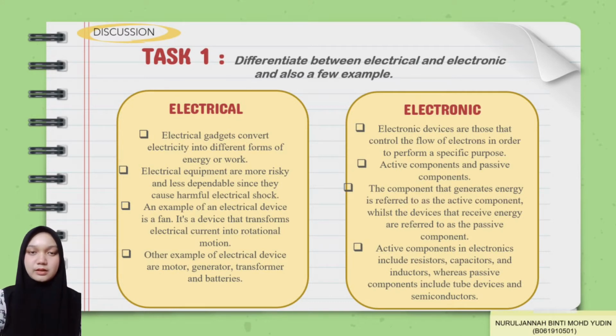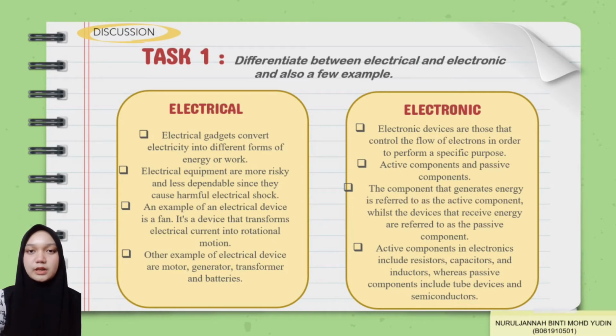Electrical device or gadget means convert electricity into different form of energy or work. Metal is employed in the condition process. Electrical equipment is powered primarily by powerful alternating current. Electrical equipment's power usage is also relatively high. Electrical equipment are more risky and less dependable since they cause harmful electrical shock. Electrical appliances are large and take up a lot of room.